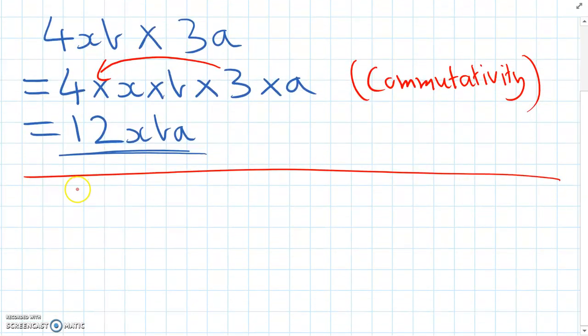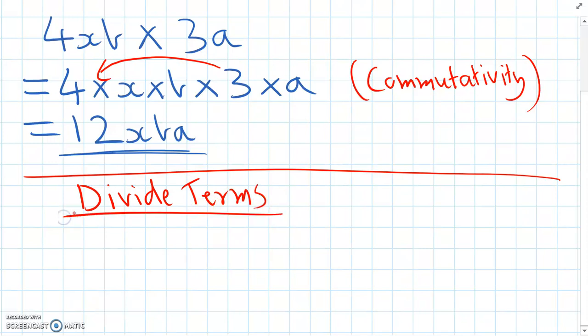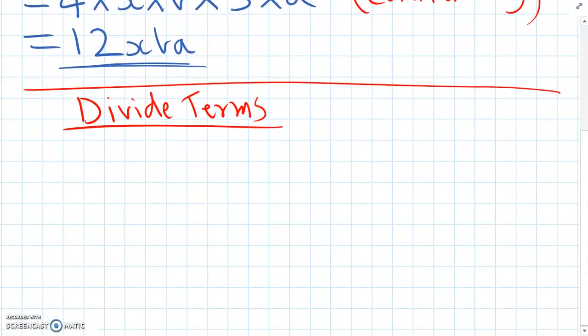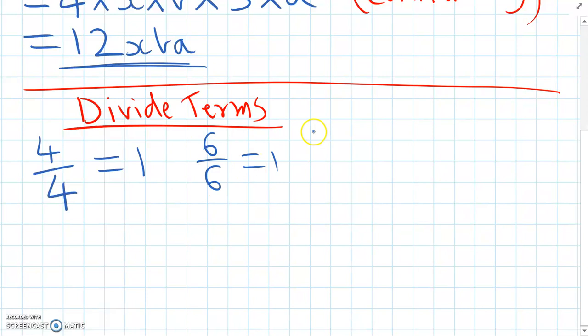The next thing to be able to do is how can we divide terms? And firstly, let's go back to some basics. We remember that a number divided by itself is always 1. 4 divided by 4 is 1 because we can think how many groups of 4 are there in 4? There's only 1. 6 divided by 6 is 1. 102 divided by 102, that's 1 as well.